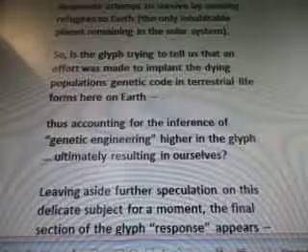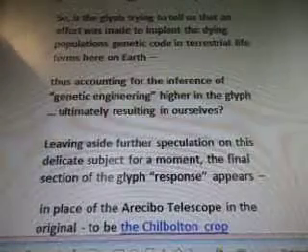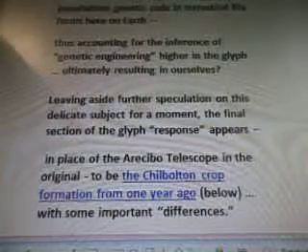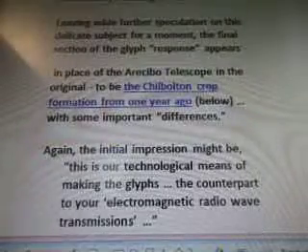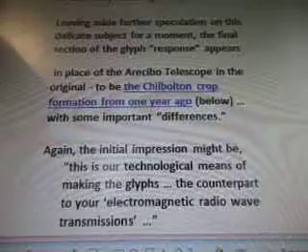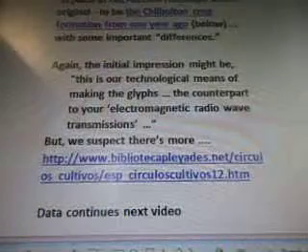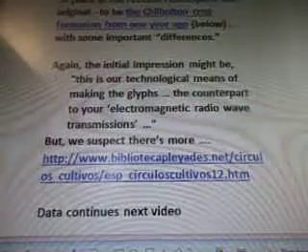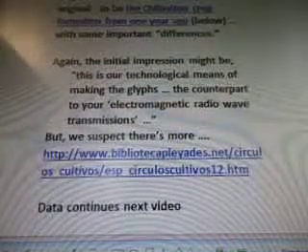So is the glyph trying to tell us that an effort was made to implant the dying population's genetic code in terrestrial life forms here on Earth, thus accounting for the interference of genetic engineering higher in the glyph, ultimately resulting in ourselves? Leaving aside further speculation on this delicate subject for a moment, the final section of the glyph response appears, in the place of the Arecibo telescope in the original, to be the Chilbolton crop formation from 1 year ago, below with some important differences. Again, the initial impression might be this is our technological means of making the glyphs, the counterpart to your electromagnetic radio wave transmissions, but we suspect there's more.